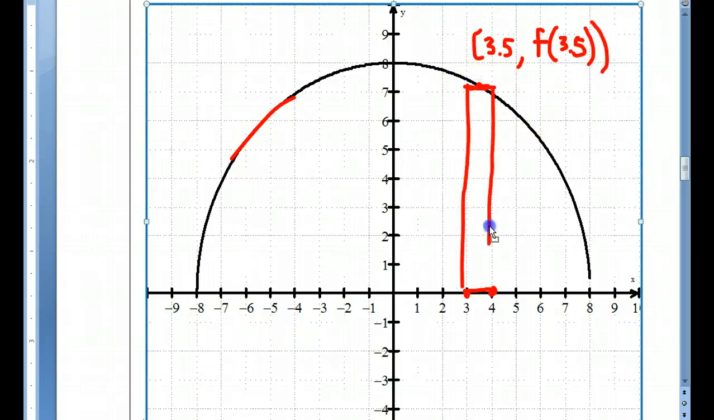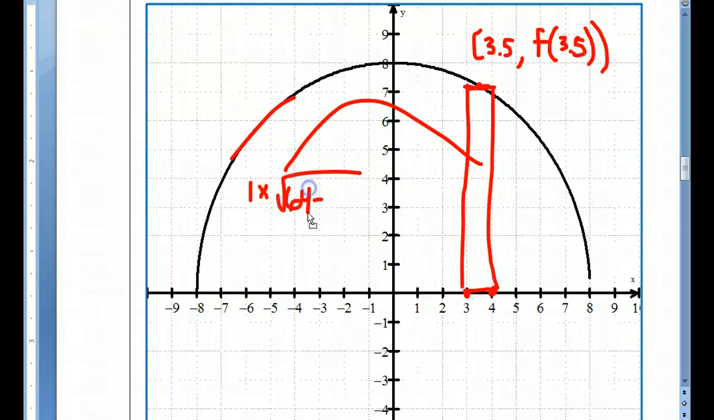So the area of this one rectangle would still be 1 times whatever, plugging in square root of 64 minus 3.5 squared. Which would give me a better estimate than a left hand or a right hand. It would not be exact because this is a curve.